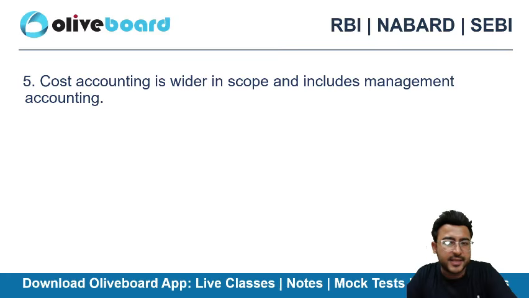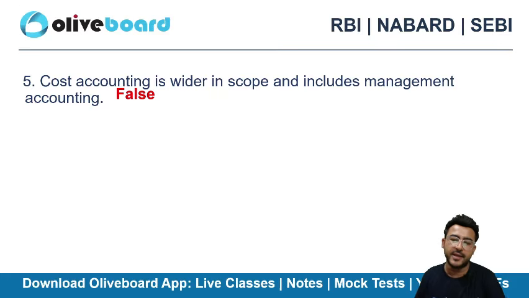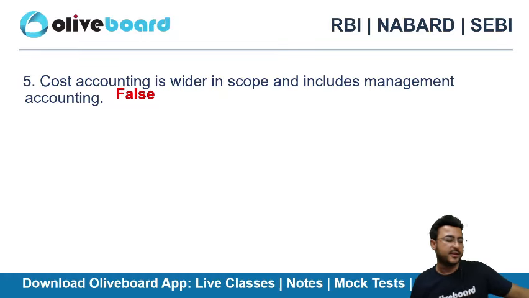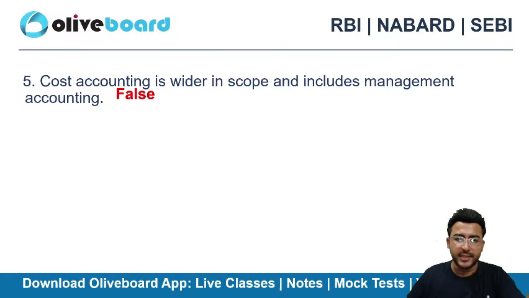Cost accounting is wider in scope and includes management accounting. True or false? False. Management accounting is wider, right? Management accounting is wider. Cost accounting is not wider in scope. Acha, tell me one thing. We are having management accounting, we are having cost accounting, we are having financial accounting.